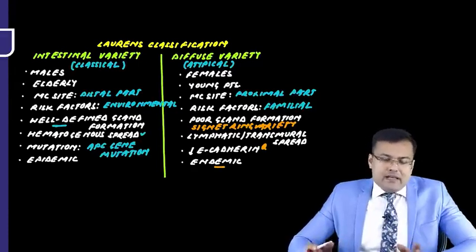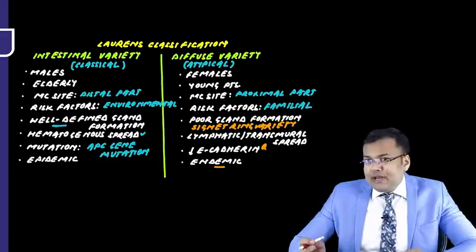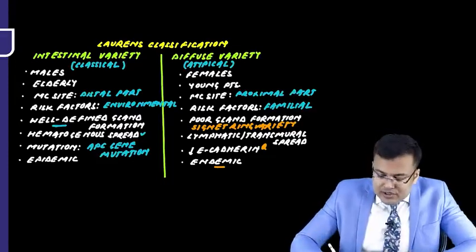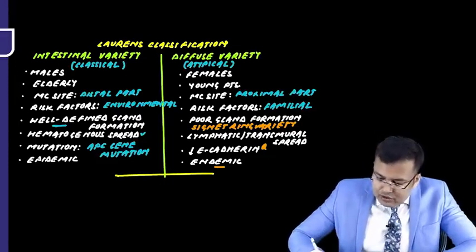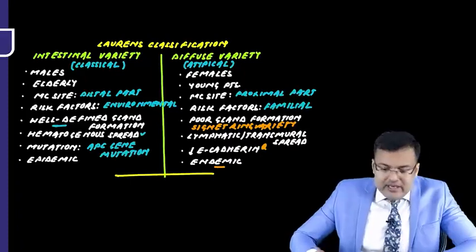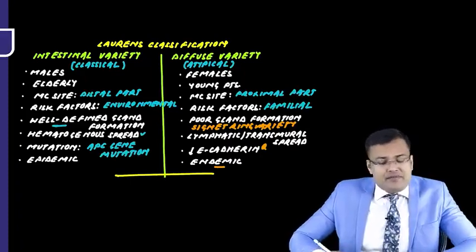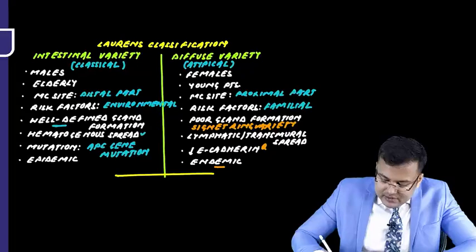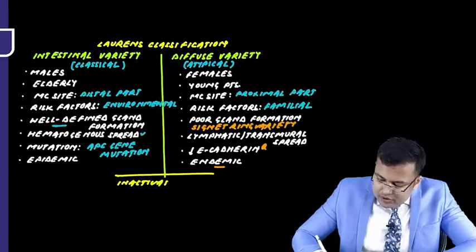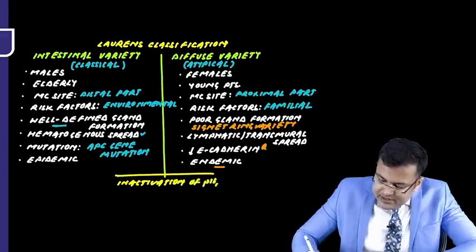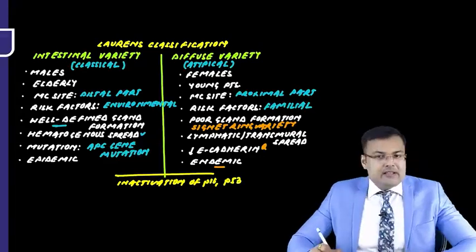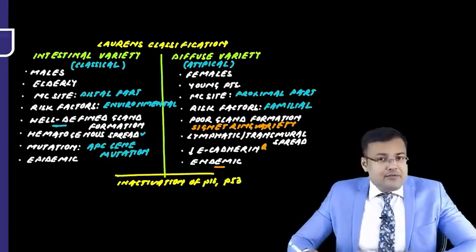There is one similarity between intestinal variety and diffuse variety. One of the mutations is the same. Which one? In both of these, there is inactivation of P16 and P53. So this is common in the intestinal variety and in the diffuse variety.